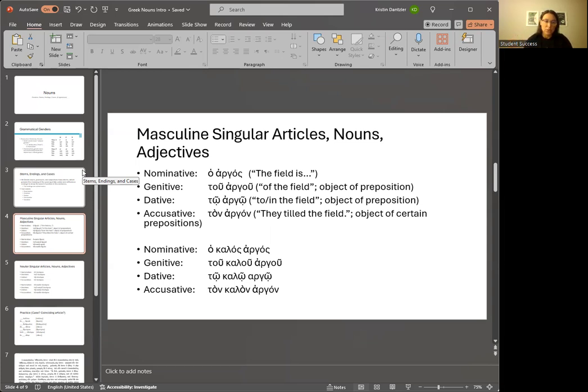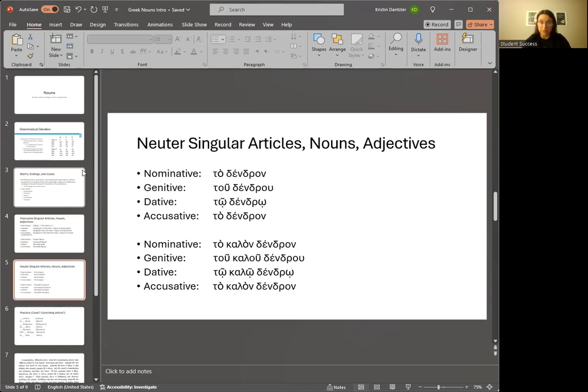And same all the way down. Tu kalu argu, toi kaloi argoi, ton kalon argon. Each of those is a way of saying the beautiful field, but it tells you where in the sentence it's supposed to be and how it's functioning in the sentence. So that's masculine. I will not touch on feminine today because it is its own animal. But I will also show you the neuter because it is very similar to the masculine.